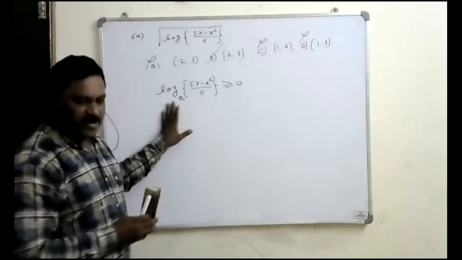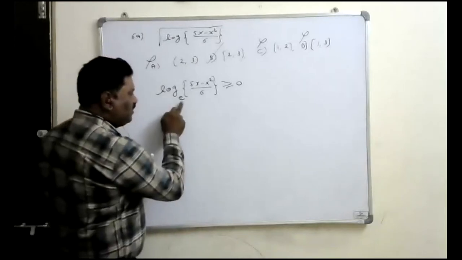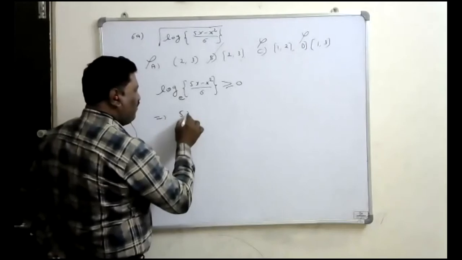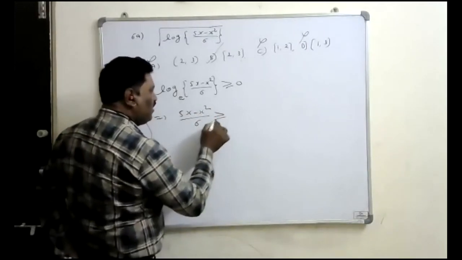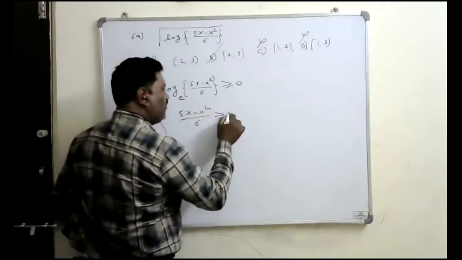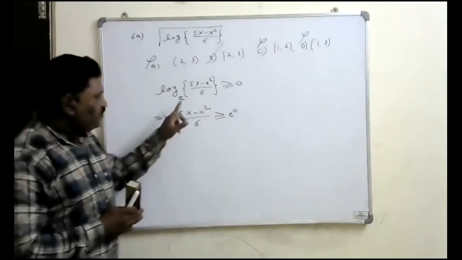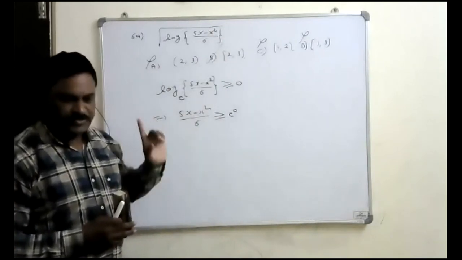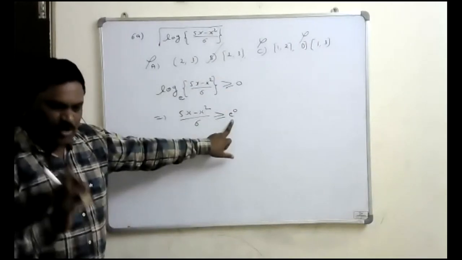Now if you eliminate the logarithm, recollect the properties of the logarithm: send this base to the other side. The base goes to the other side. 5x minus x squared by 6 is greater than or equal to e power 0. Whenever we send the base to the other side, this value goes to the power of that particular base. This value becomes e power 0. The value of e power 0 is 1.